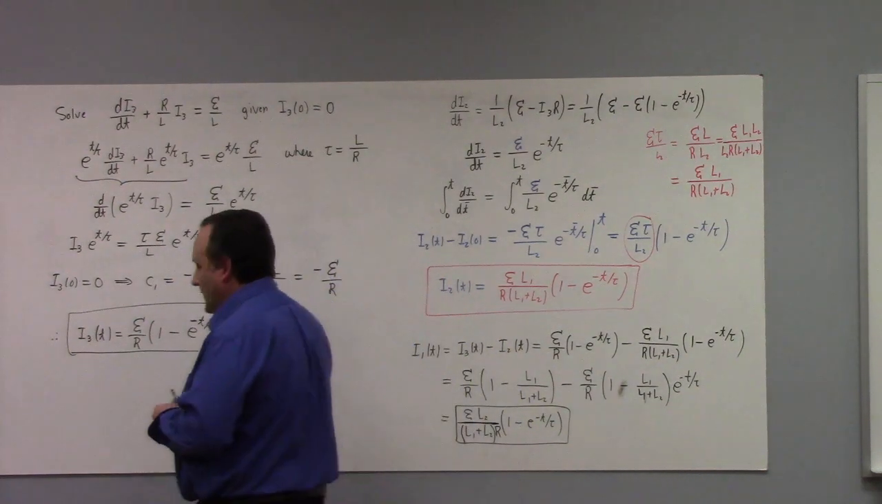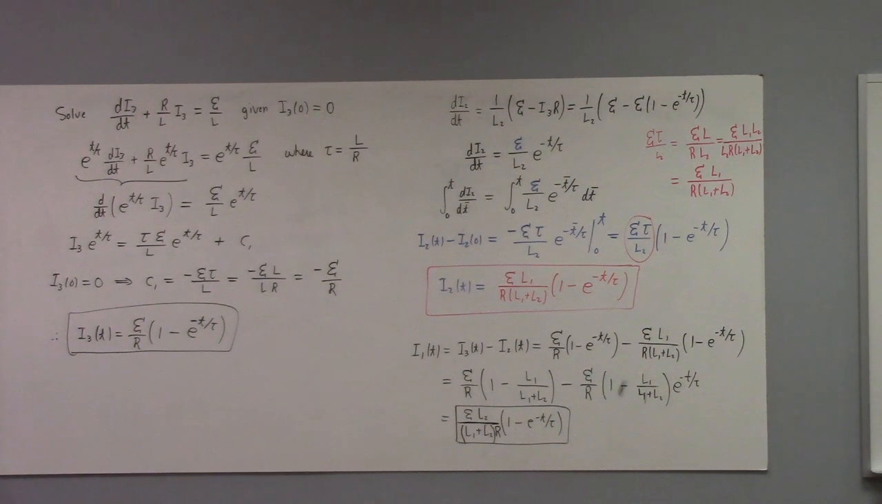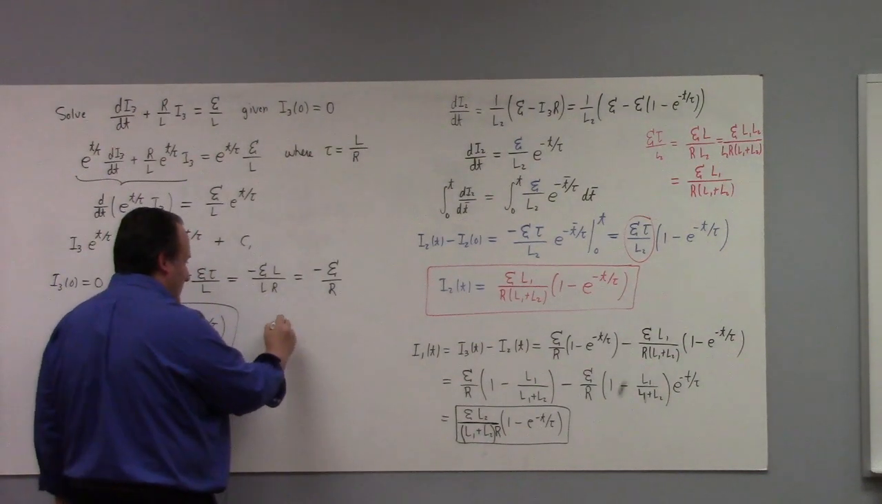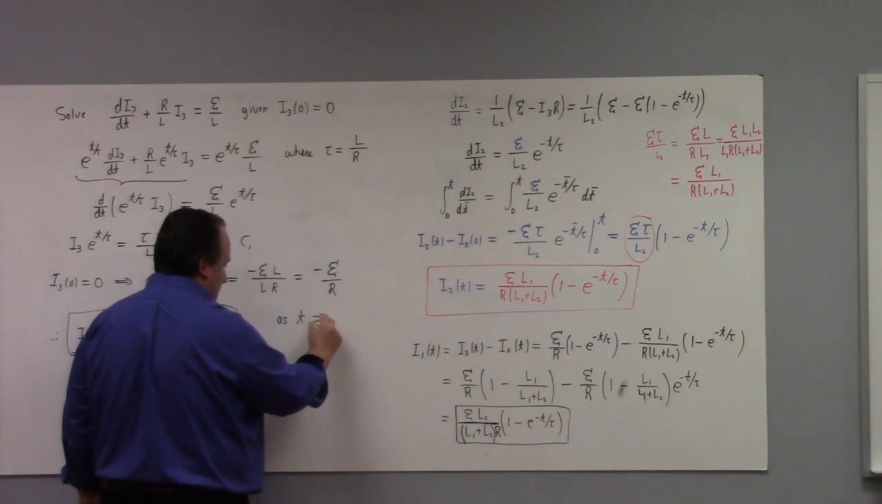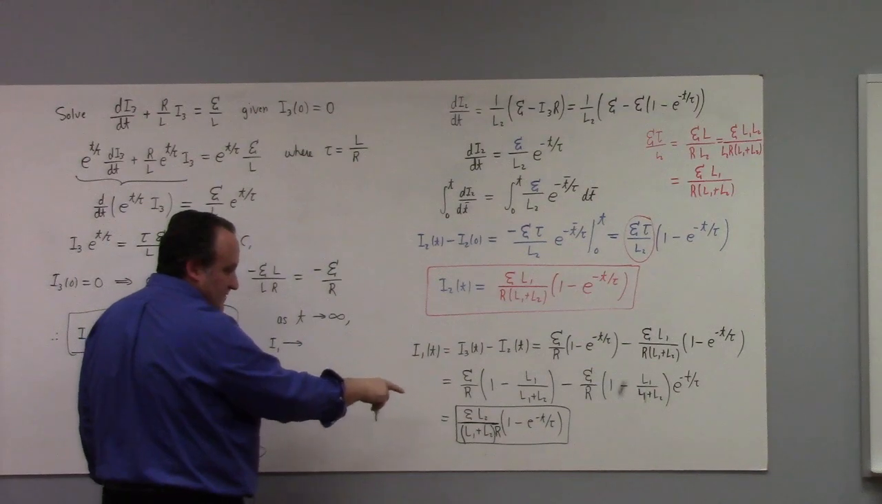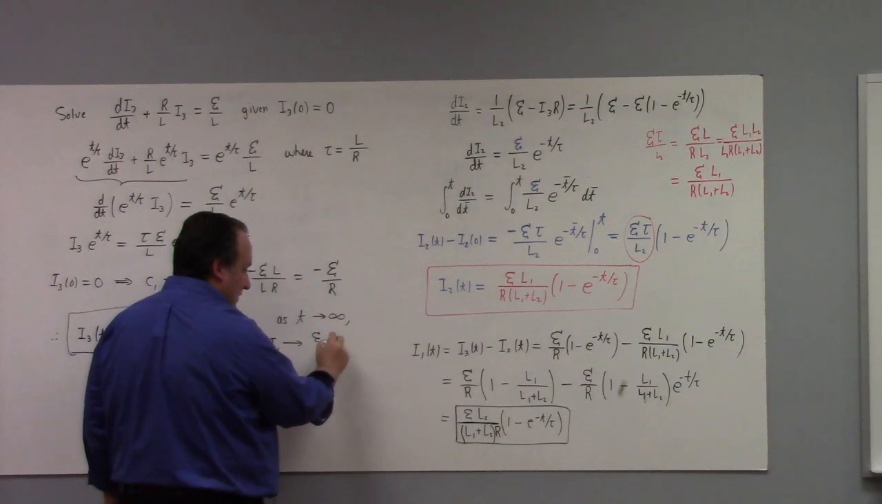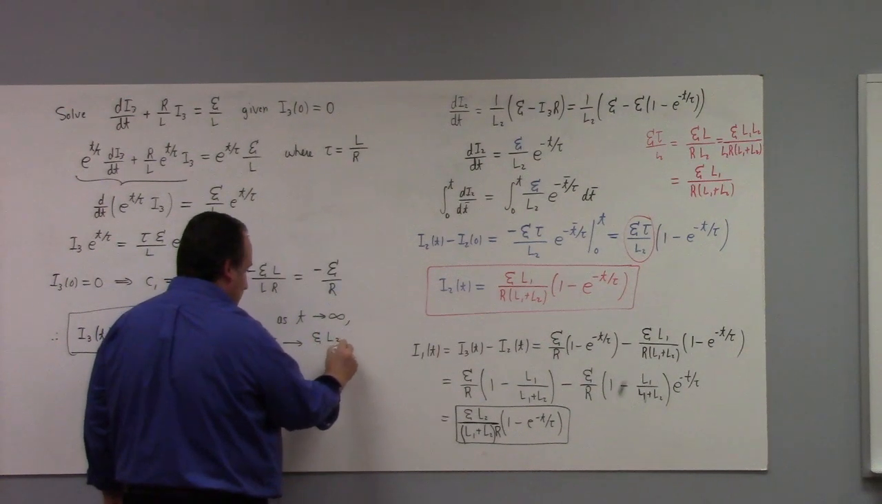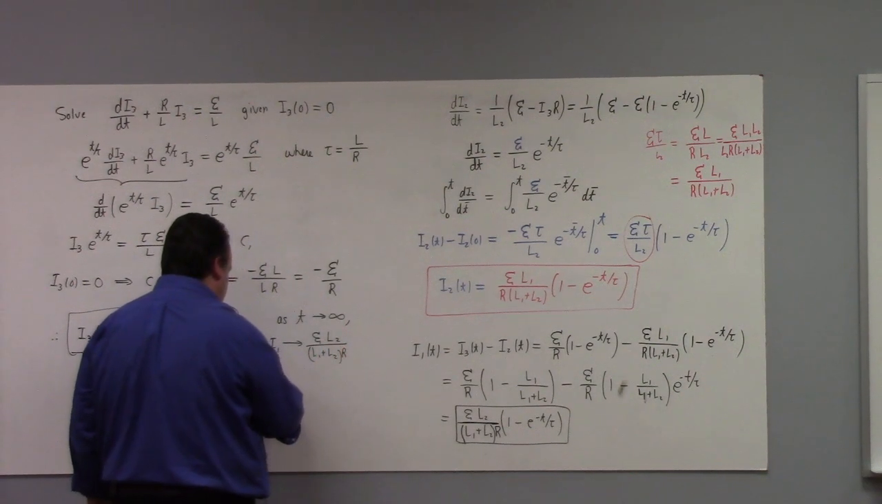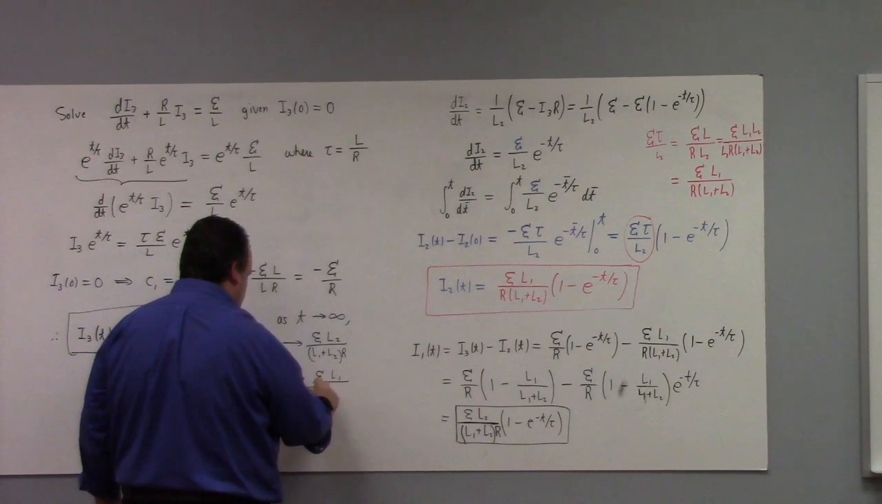Right. So let me ask the question again. What's the current that flows through the first inductor as time goes to infinity? So you can see it from here, right? As t goes to infinity, I1 goes to what? The time constant term drops out, and you're just left with E L2 over L1 plus L2 times R, right? And on the other hand, I2 goes to E L1 over L1 plus L2.